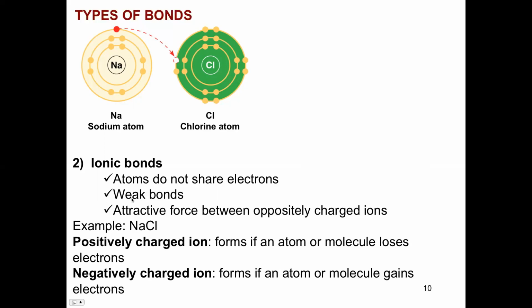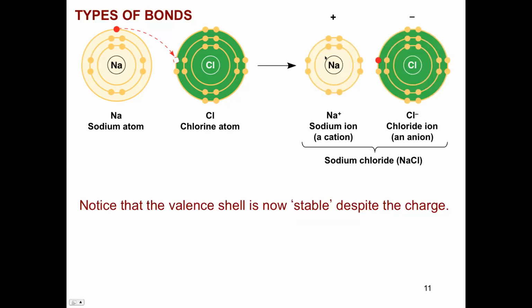So these bonds are weak. As you know, if you put salt in water, it dissolves, so sodium and chloride come apart. So they're weak bonds, but they are an attractive force between a positive and a negative charge. Here, the positively charged ion forms when an atom loses its electrons, and the negatively charged ion forms when the atom pulls the electrons towards it. So in the end, notice now the valence shells are full. We have a positive charge and a negative charge, but these molecules are very stable like this, and they make a bond between each other.